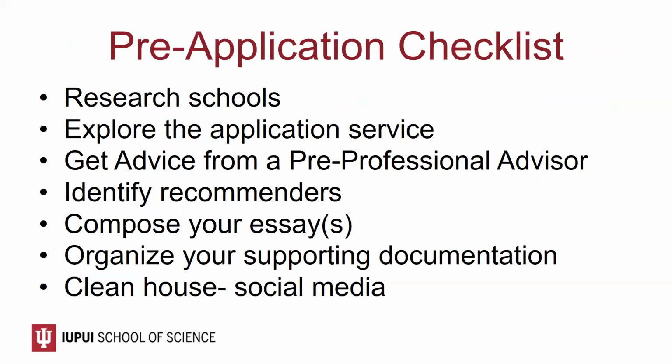Okay, so let's talk about your pre-application checklist. We've talked at length about researching schools and that the national average for applicants is 9 schools per student. At this point, you should have a list of schools that are probably several more than the number of schools that you're planning to apply to. Once you've received your DAT score and have an understanding of where your GPA may be at the end of the spring semester, you might choose to reduce the number of schools to which you apply based on those factors.